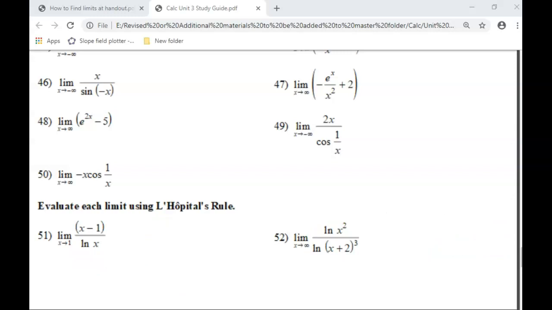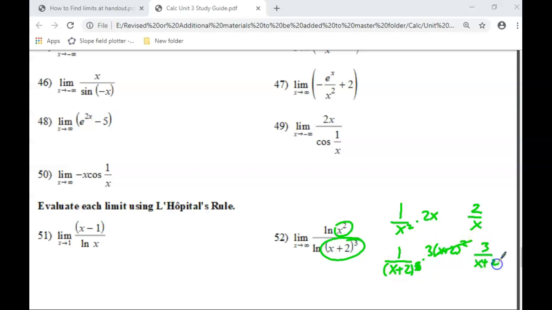So the derivative of the top is going to be 1 over x squared times the derivative of x squared, which is 2x, which simplifies to 2 over x. Derivative of the bottom is going to be 1 over x plus 2 cubed times the derivative of the inside, which is going to be multiply the front, take 1 off the power, and then this crosses off 3 of those in the bottom, and so we're left with 3 over x plus 2.